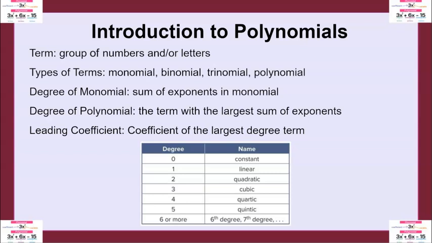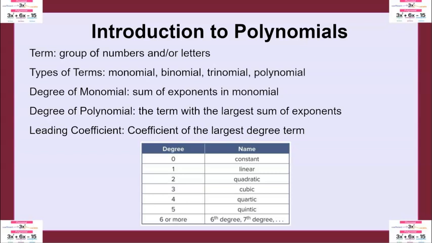A term is just a group of numbers and/or letters. That could be one number, it could be one number and one letter, it could be a multitude of letters, but a term is always separated by plus and minus signs. So that will determine how many terms you have in there. An example: x plus 4 is two terms. I have a group of letters and a group of numbers.